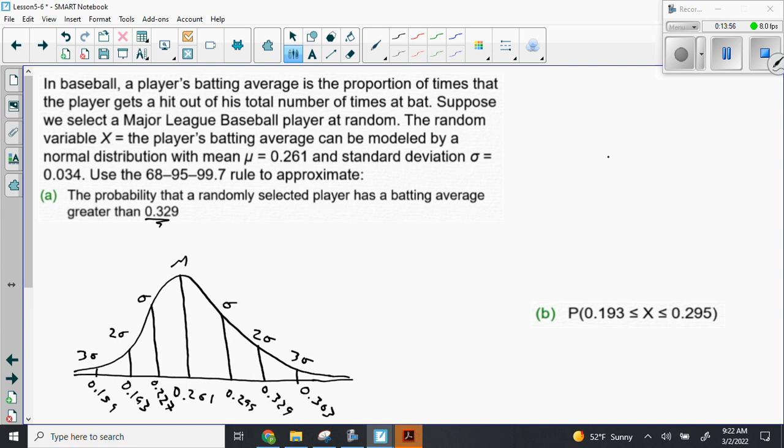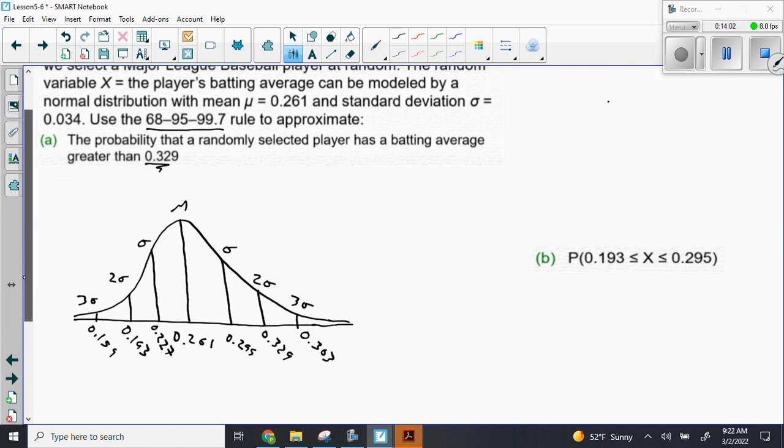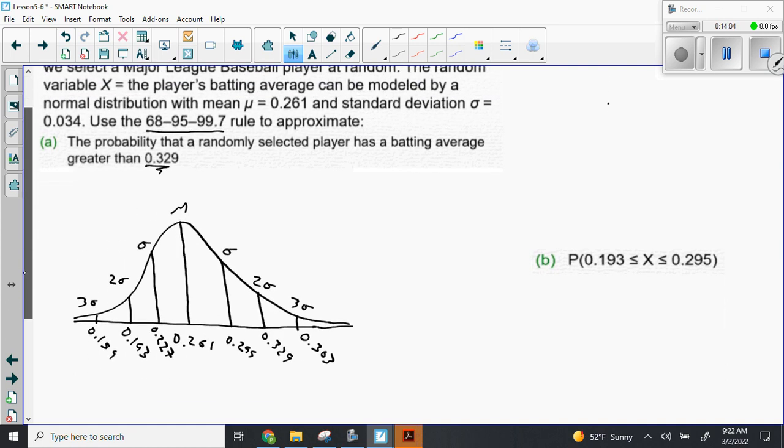So going a little bit above and beyond, we're going to use this rule now to approximate the probability that we're greater than 0.329. So in other words, we need this region. That's what we're looking for. All right, so I'm going to draw another picture.